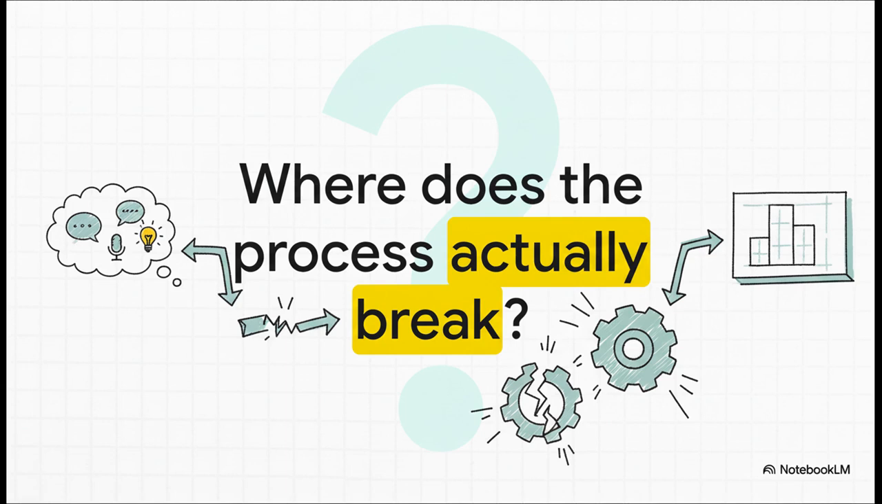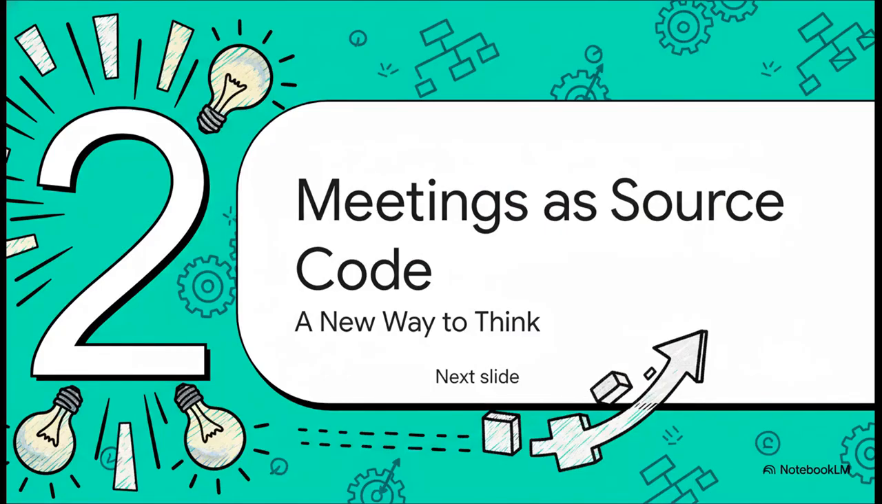Okay, so that forces us to ask a much better question. If showing a faster, prettier picture isn't the solution, then where is the real bottleneck? Where does the information flow actually fall apart between what the client wants and what the builder's blueprint says? And that question, that leads to the big aha moment. The breakthrough is to reframe the entire problem. You have to stop thinking of a meeting transcript as just a record of what people said, and you have to start thinking of it as raw source code for the project itself.